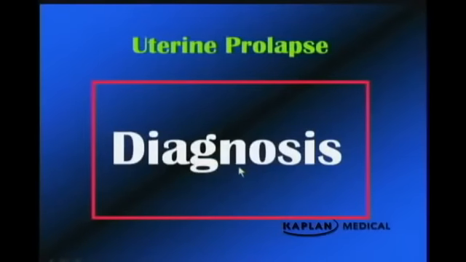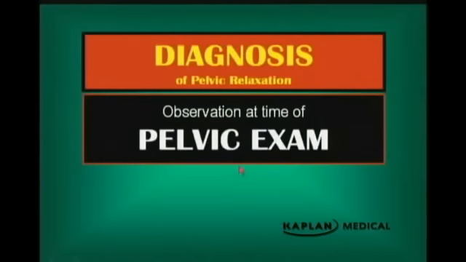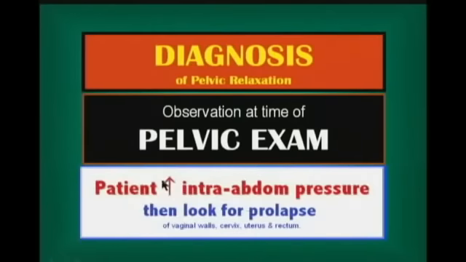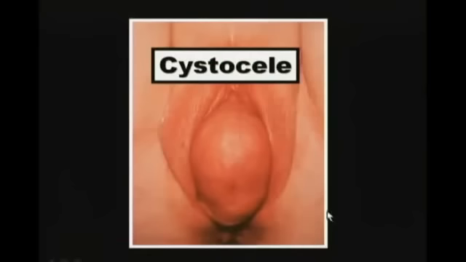The diagnosis is made at the time of pelvic exam, as we discussed. Have the patient Valsalva, increase intra-abdominal pressure, and then look for prolapse of the vaginal walls, the cervix, the uterus, and the rectum. Cystocele. You can't miss this. Now, is this a life-threatening problem? No, but it's a matter of quality of life.